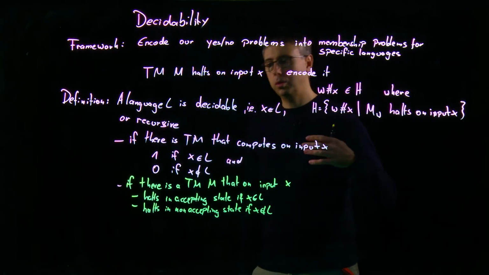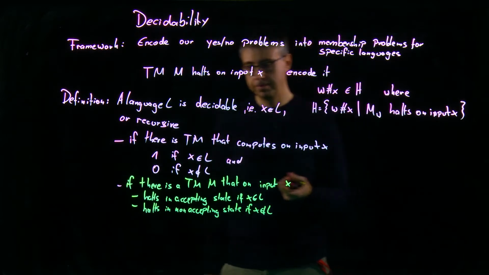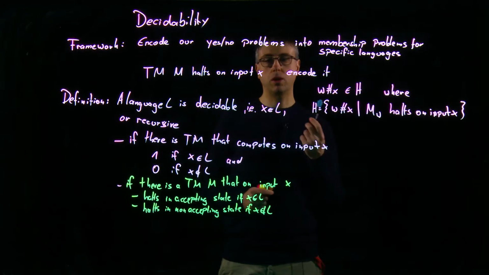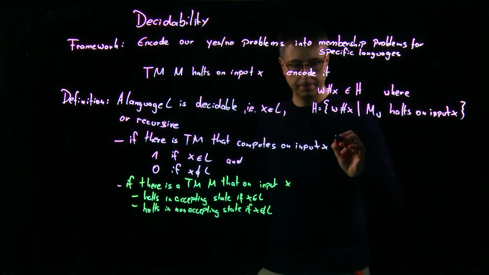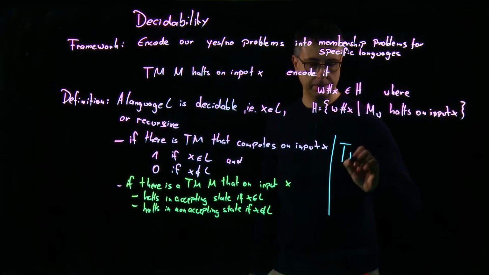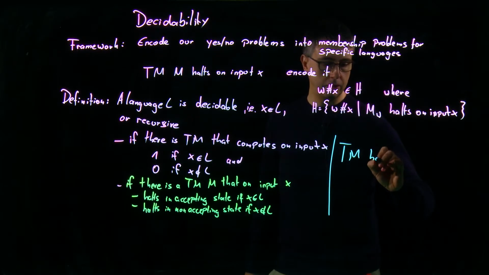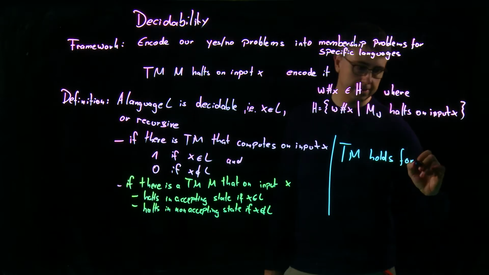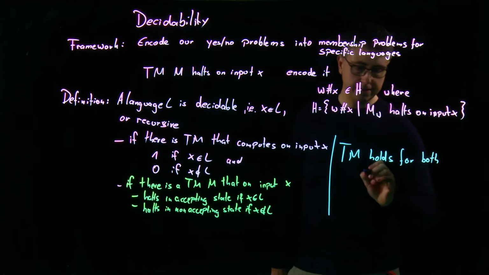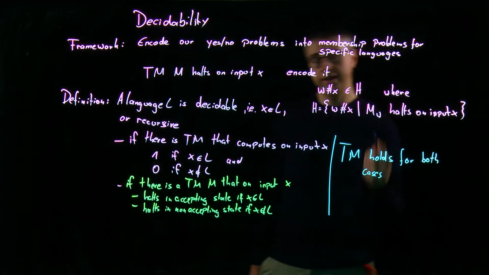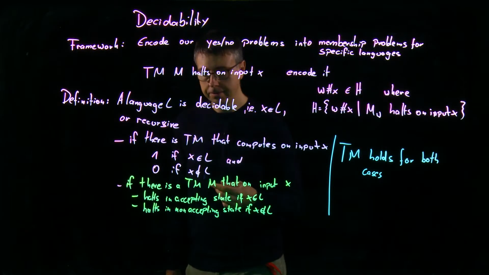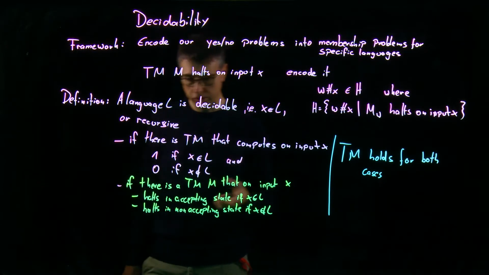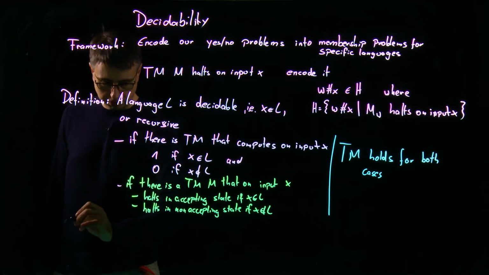What do these two definitions have in common? The common ground for both definitions is that the Turing machine must always halt. The Turing machine halts for both cases. And that's the important point. The Turing machine is not allowed to not halt, not stop.